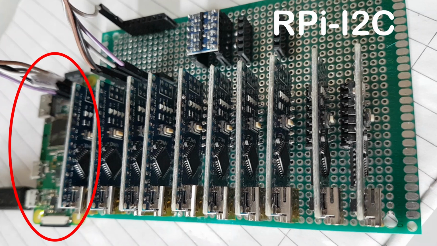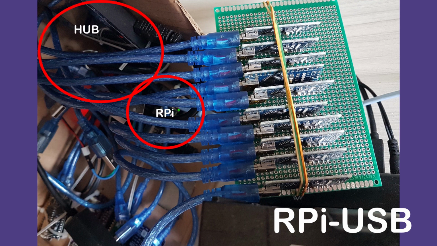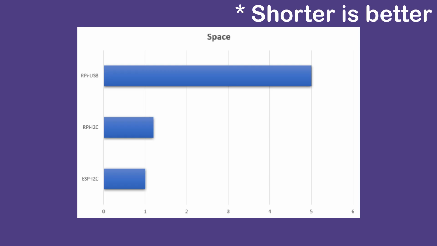But since I did not rework the perf board, it took around 20% more space than ESP. Raspberry Pi USB takes more space because there are more components involved, like USB cables, USB hub, and a bigger Raspberry Pi. This bar chart roughly shows you the space needed. Raspberry Pi USB takes 5 times more space than ESP.